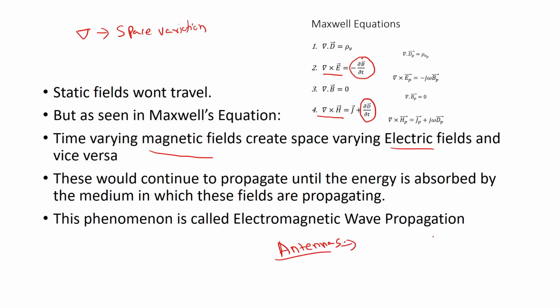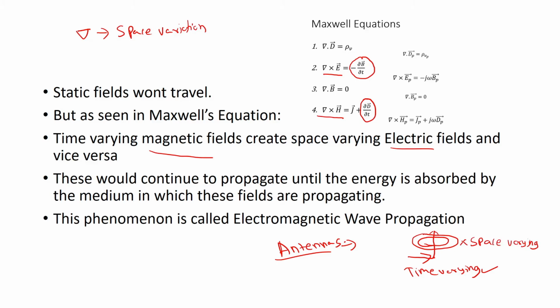So how does an antenna work? You have an antenna. If current is flowing through this antenna, then it creates a magnetic field around it, as we have already seen in magnetostatics, right? But if the current flowing through the antenna is not constant, instead it is time varying, then the magnetic field which is being generated would also be time varying. If the magnetic field which is generated is time varying, then it creates a space varying electric field.